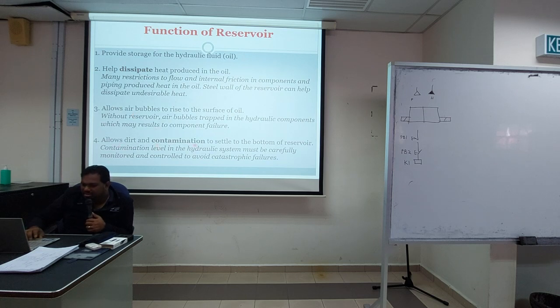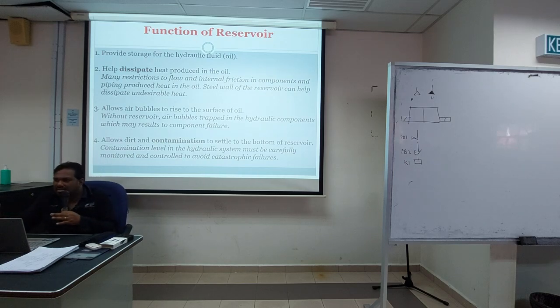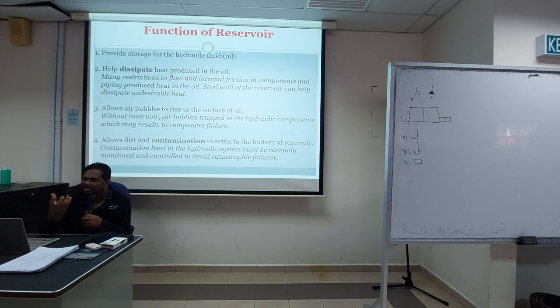And also allow dirt and contamination to settle at the bottom of reservoir. So dekat bawah reservoir tu dia ada filter. So semua dirt ataupun apa ke, dia akan pergi ke bawah. Kalau dirt and also the contamination is happening dalam hose, so you tak boleh detect. Tapi kalau dia dah dekat satu tempat yang dia tak bergerak, so dia akan automatically because of gravity, the dirt will go down. Then it will be trapped at the filter. So filter tu you boleh buka, you boleh cuci lah dan pasang balik. Okay, so it will help to remove the dirt. So contamination level in hydraulic system must be carefully monitored and controlled to avoid catastrophic failures. Maksudnya sudden failures lah.